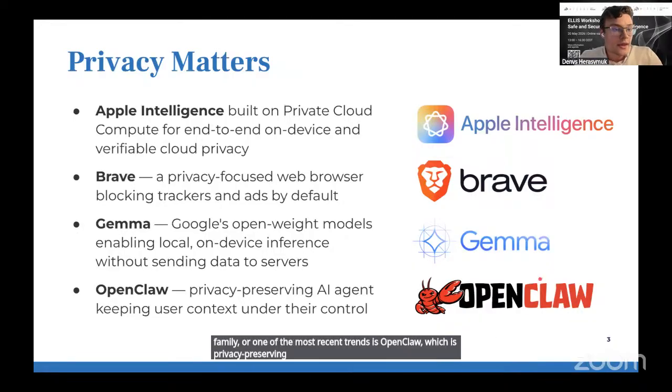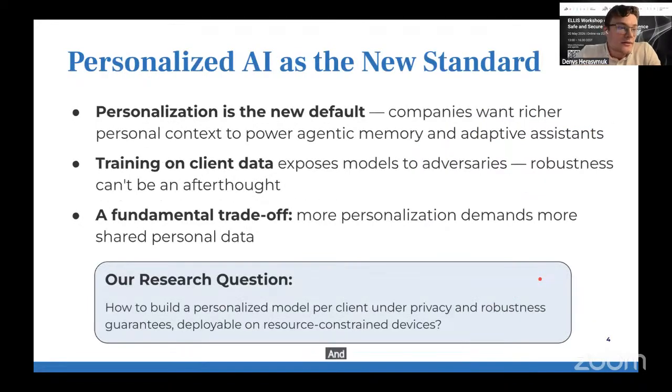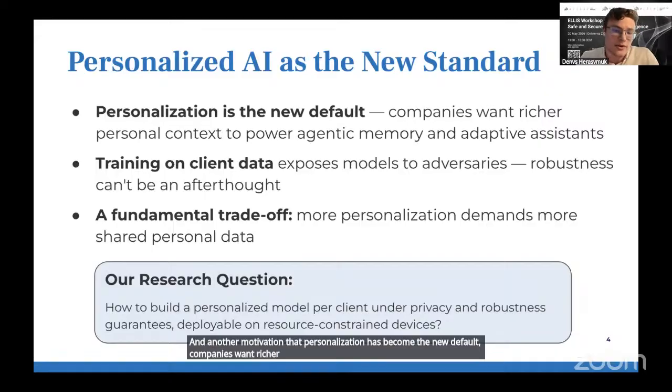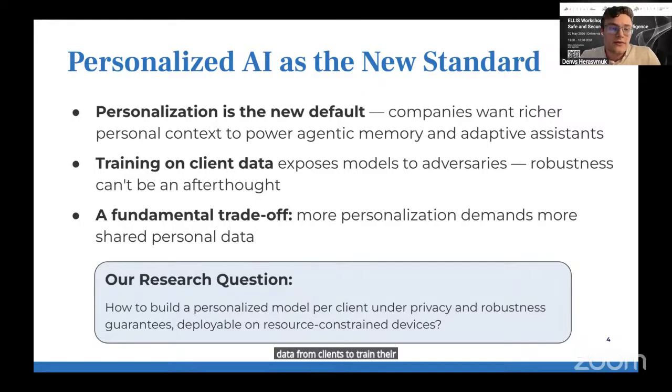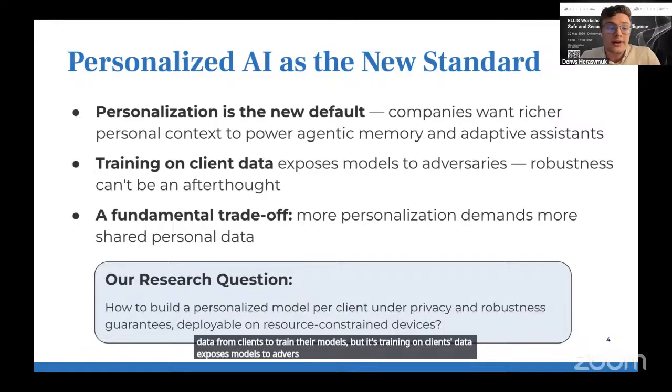Another motivation is that personalization has become the new default. Companies want richer personal context, for example, to power agentic memory and adaptive assistance. For that, they need to get data from clients to train their models. But training on clients' data exposes models to adversaries, so robustness cannot be an afterthought. Also, there is a fundamental trade-off: more personalization demands more shared personal data.